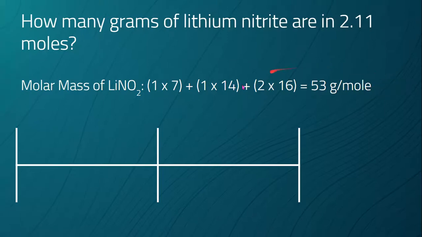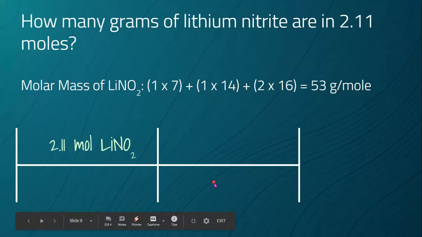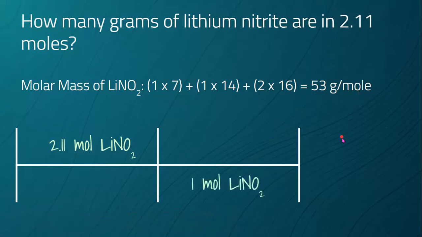So I'm going to start the actual process of solving the problem by putting the number given to me in the problem in the upper left-hand box. So 2.11 moles of lithium nitrite go in the upper left. Since I have moles of lithium nitrite up, I'm going to put moles of lithium nitrite down. The conversion factor I'm using says there's 53 grams in 1 mole. So I'm going to put 1 mole of lithium nitrite down, and then the 53 grams up.